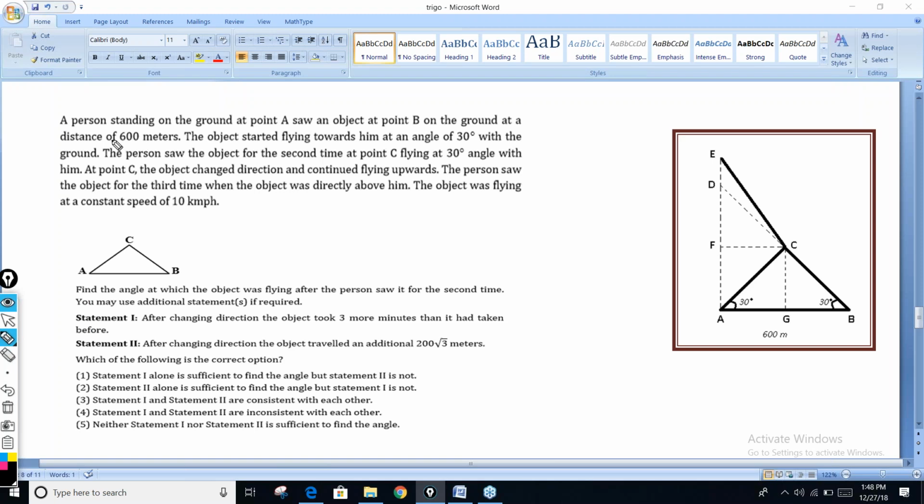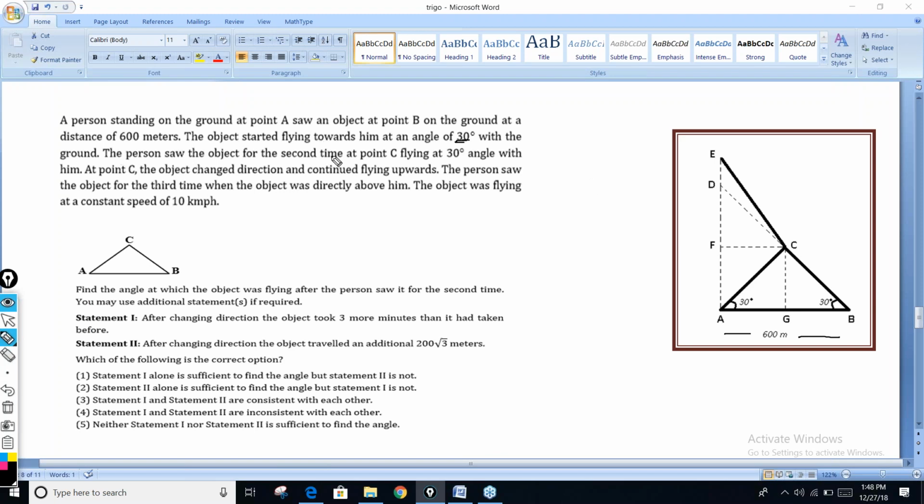Now again, this is a difficult question to draw the figure. A person standing on the ground at point A here saw an object at point B on the ground at a distance of 600 meters. So this distance is 600. The object started flying towards him at an angle of 30 degrees with the ground.